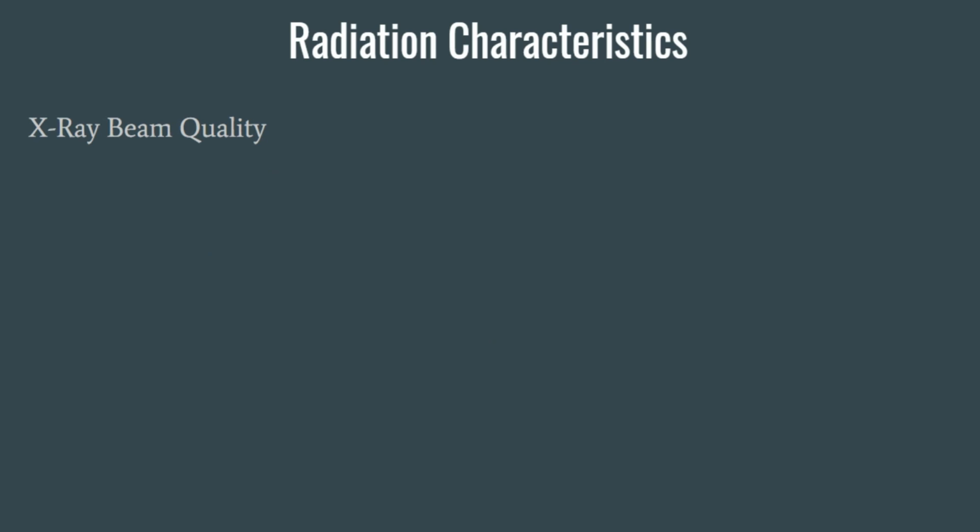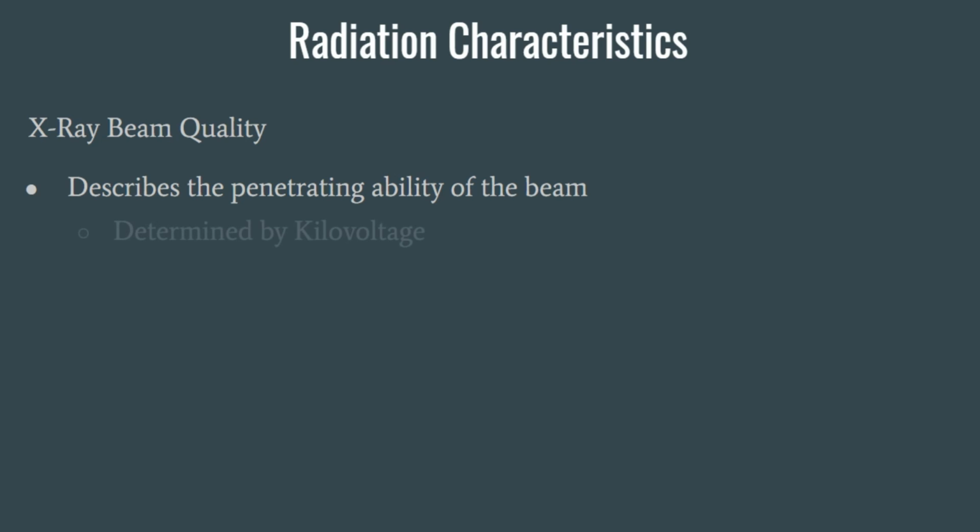First one is X-ray beam quality. This is the penetrating ability of the beam, or how powerful is the beam. Another way you can remember it is the penetrating power of the beam. So how strong is that stream of X-rays that is coming out of the tube head? This is determined by something that we call kilovoltage.